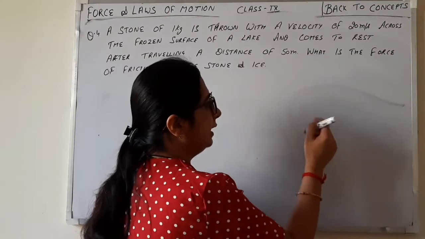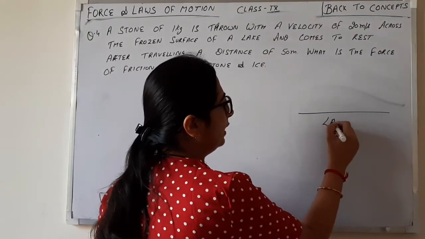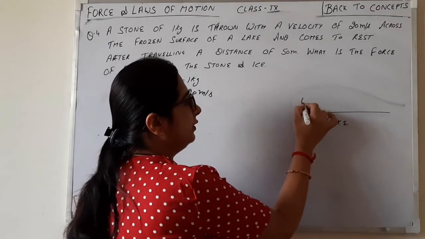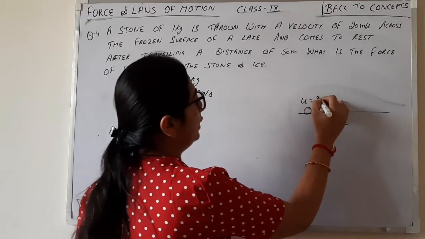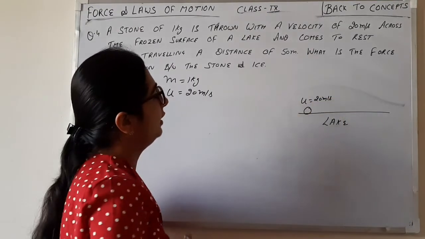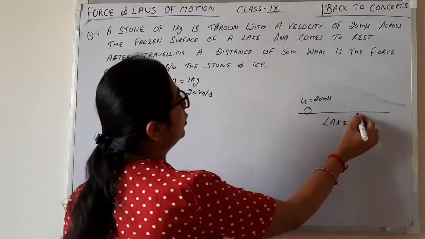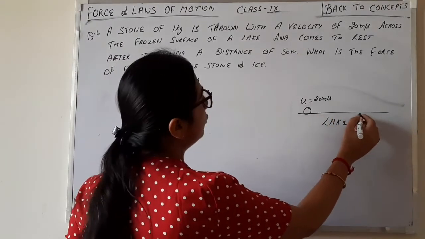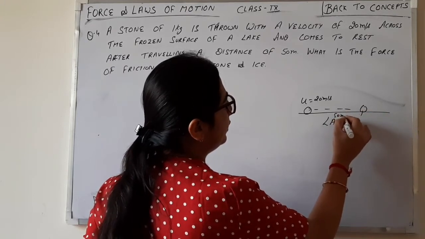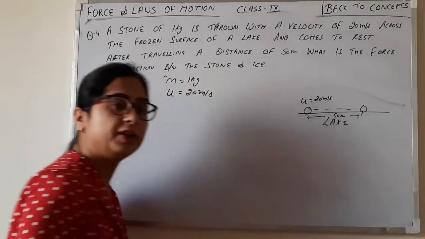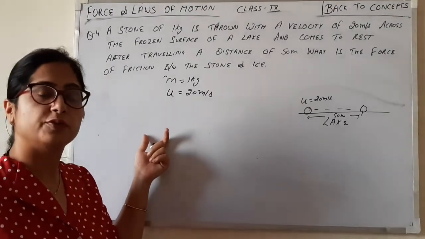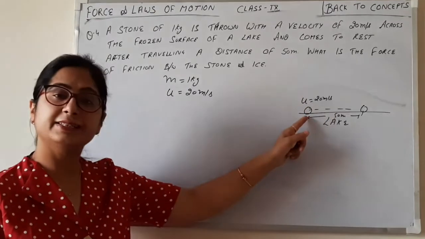Suppose it is a lake, okay, that is completely frozen. A stone, initial velocity is given, that is equal to 20 meter per second, is thrown on the surface and the stone will move a distance of 50 meter. It will cover 50 meter distance here, and after 50 meter it will come to rest. So what's the force of friction between this stone and this ice?